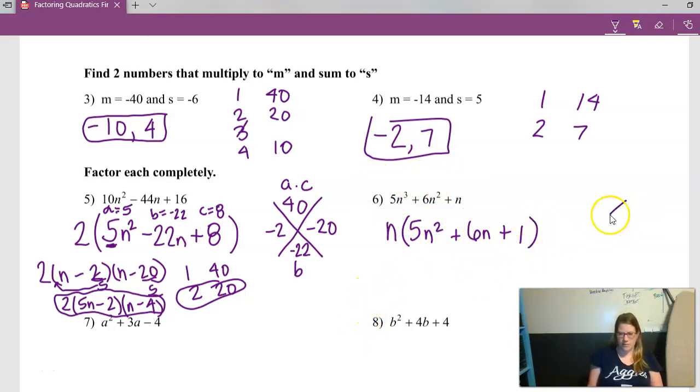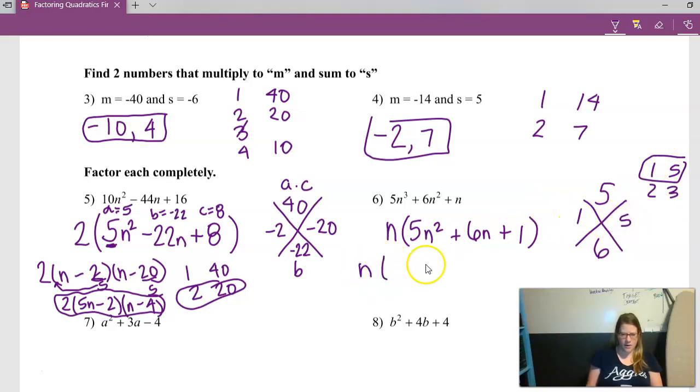All right, so then we're going to use our x factoring here. We have a is 5 and c is 1. So a times c would be 5. And then our b is 6. So for 5, I either have 1 times 5 or 2 times 3. And it looks like the one that adds to 6 is that one.